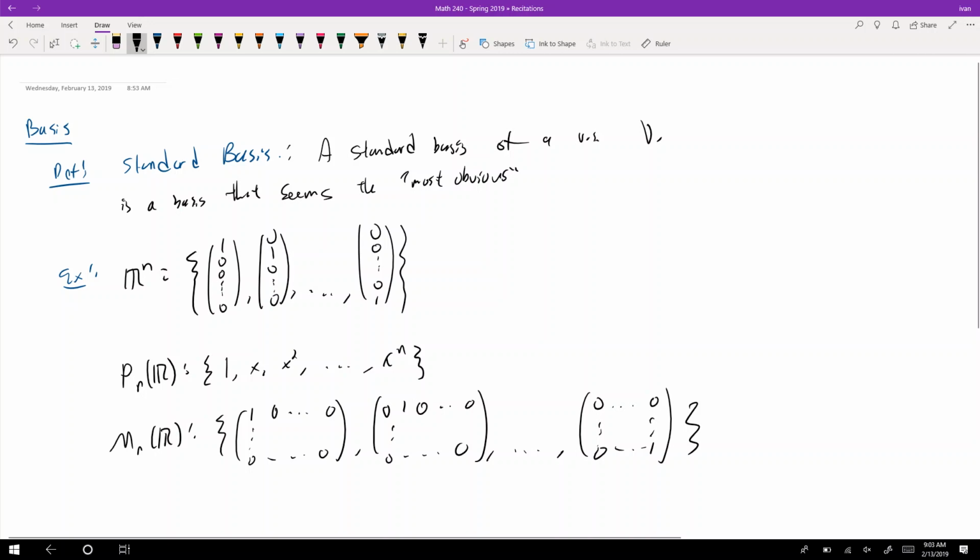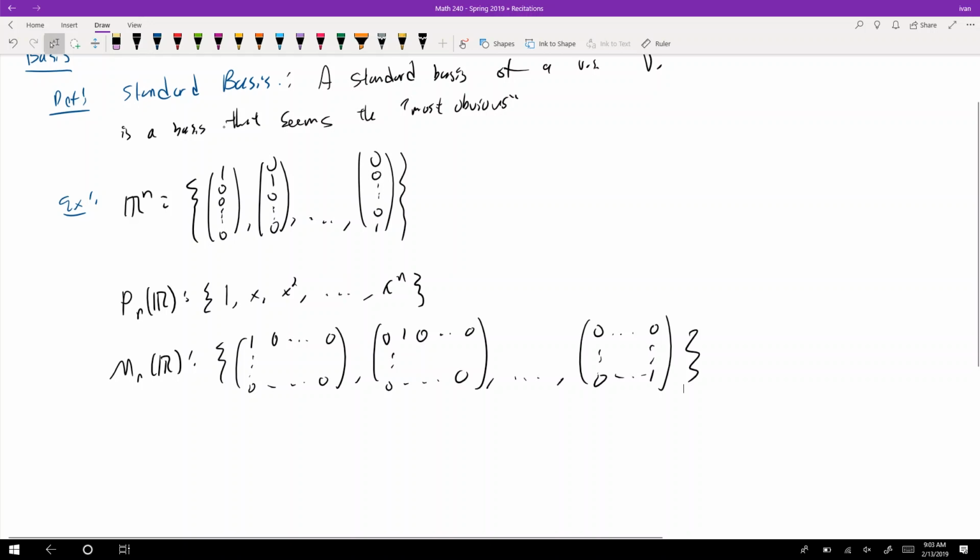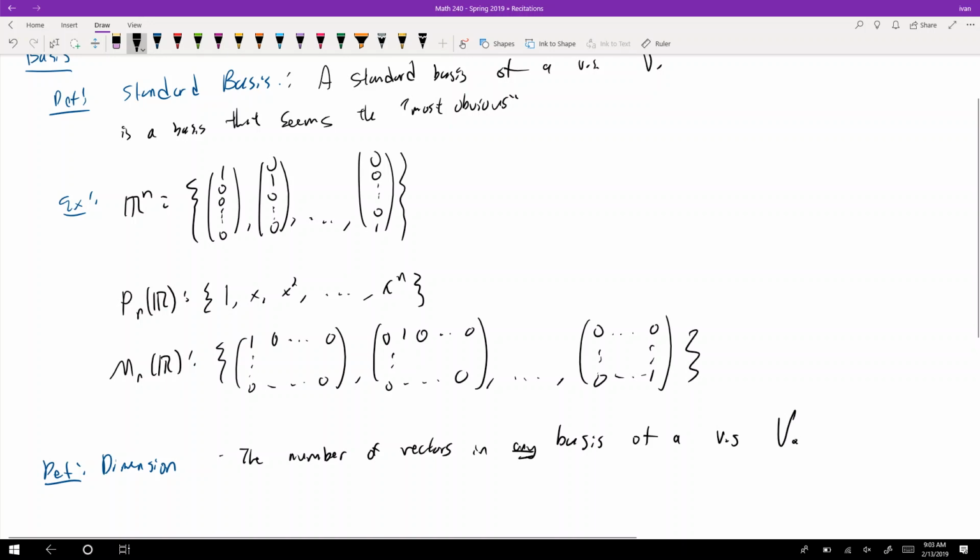Okay, so given the standard basis, another definition that we need is dimension. And what is dimension? Dimension is the number of vectors in any basis of a vector space V. And this is the dimension of V.